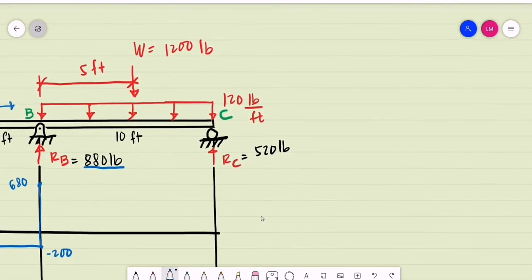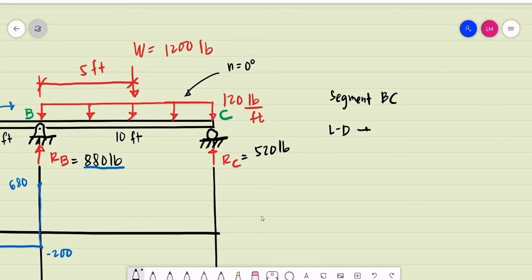Now we are to observe first this segment BC. Segment BC has a rectangular loading or a uniformly distributed load. The degree of that load is 0 degree. Take note that this is for the load diagram for segment BC. As we go down on our diagrams, we increase the degree of the graph by 1 degree. So the degree of the shear diagram should be first degree.